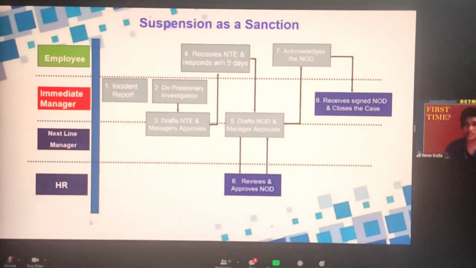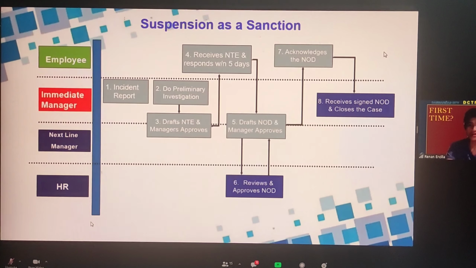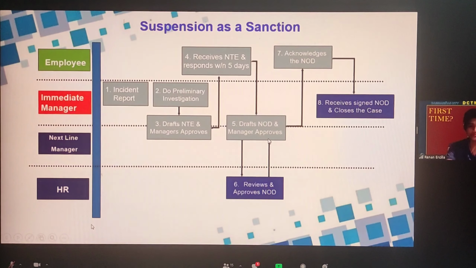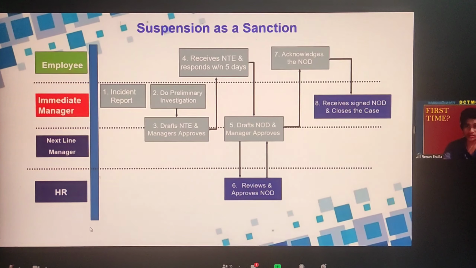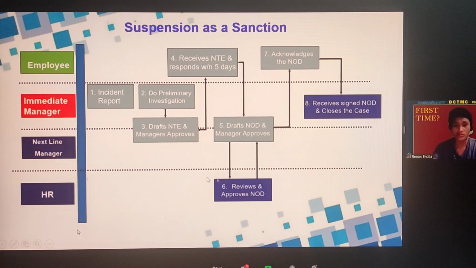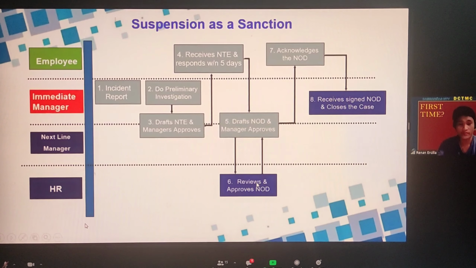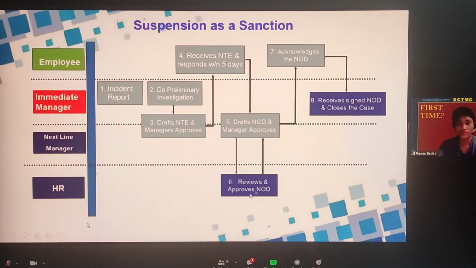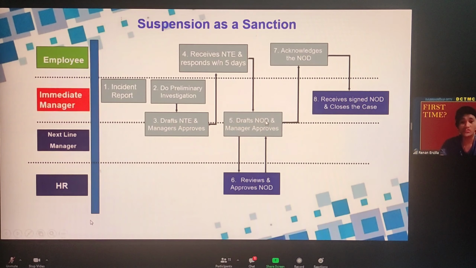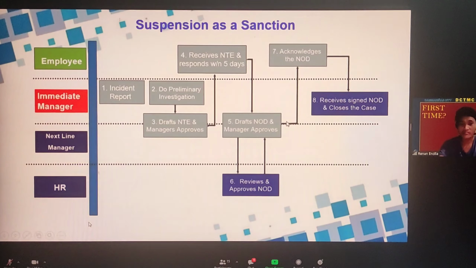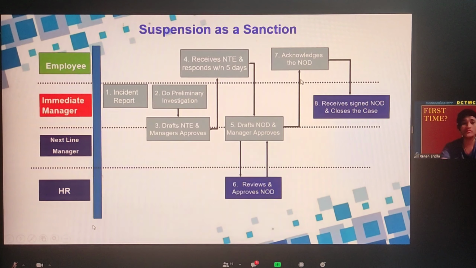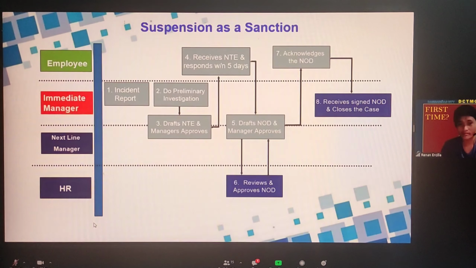It's almost the same flow, but the difference is that before the notice of decision is sent to the employee for acknowledgement, it needs to be reviewed by the human resources first, in order to review and approve the notice of decision and return the second notice to the immediate manager. And then the immediate manager needs to send it to the employee for acknowledgement.